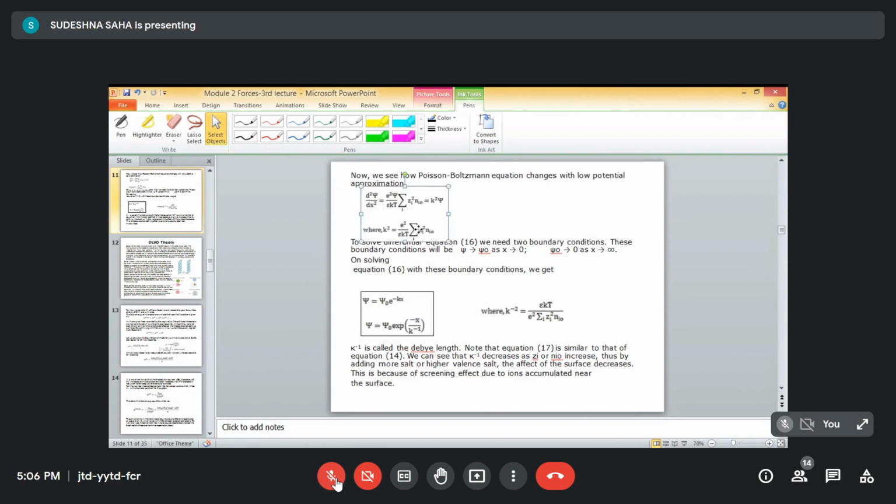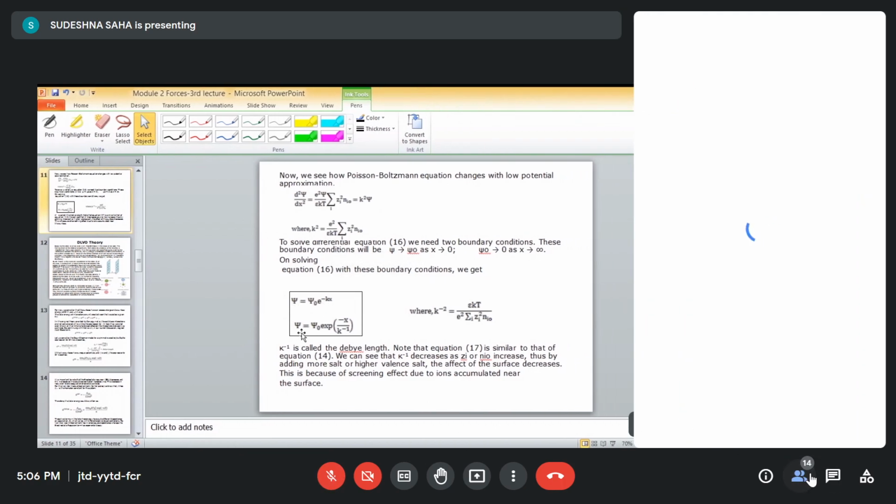And in order to solve this equation, we need two boundary conditions. The first boundary condition is psi equals psi naught, that is the surface potential at x equals 0, and psi is going to 0, approaching 0 as x is approaching infinity. On solving this and putting the boundary conditions, you will obtain psi equals psi naught into e to the power minus kappa x.